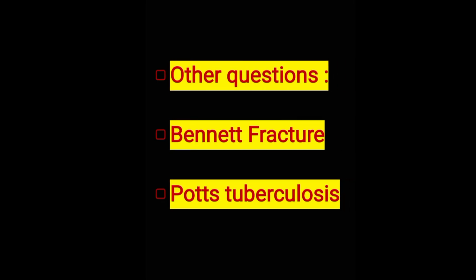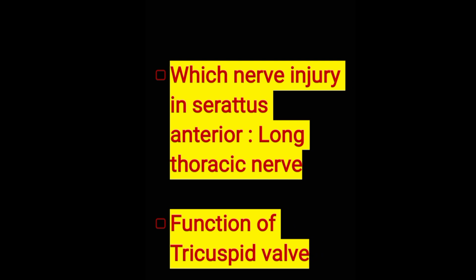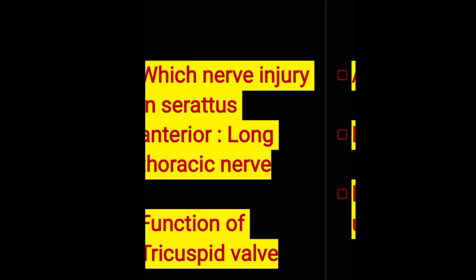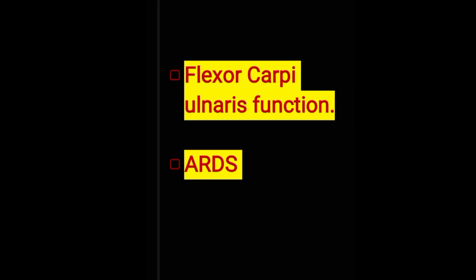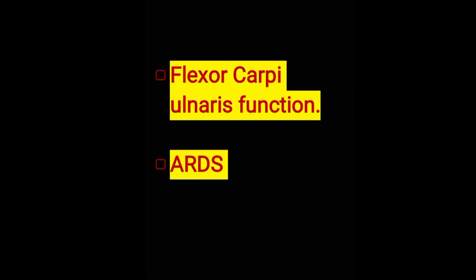Other questions were from Bennett fracture, POTS, tuberculosis, which nerve is injured in serratus anterior palsy, that is the long thoracic nerve, function of the tricuspid valve, atrial fibrillation, Erb's palsy. Erb's palsy is an upper trunk injury. Flexor carpi ulnaris function.